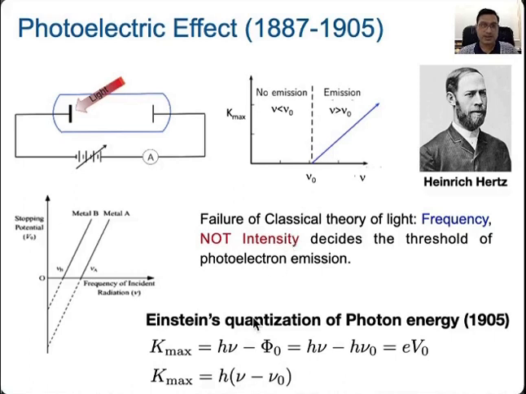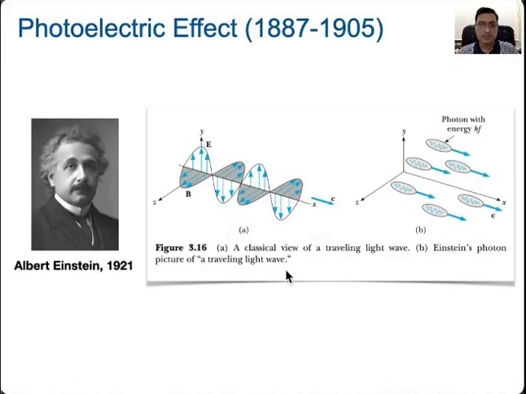So you see that using the idea of Max Planck, Einstein borrowed the same idea that light consists of particles or photons, and these photons have discrete energy in units of h nu. By using this concept, Einstein was able to explain the photoelectric effect, for which he got the Nobel Prize in 1921.